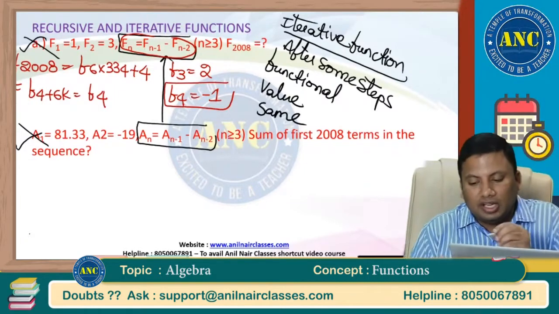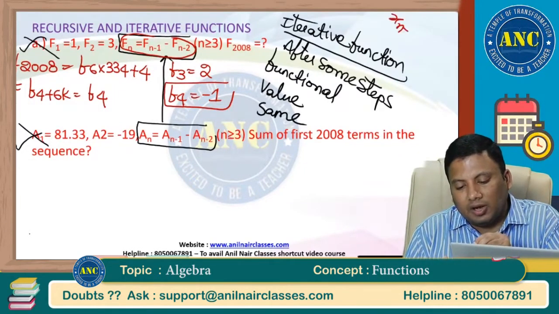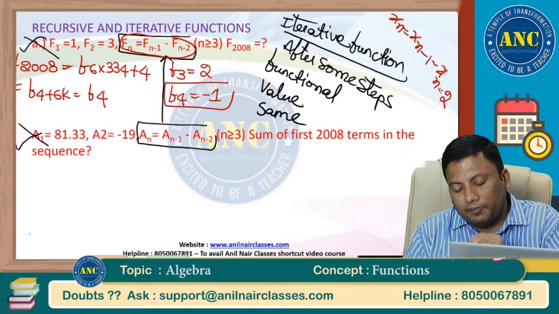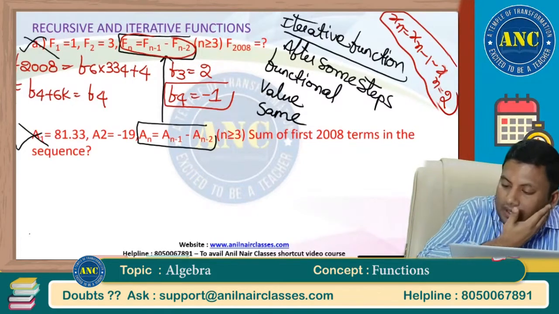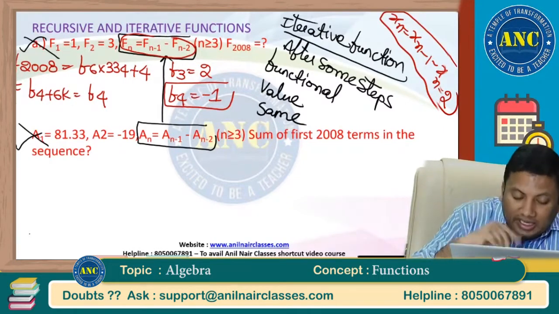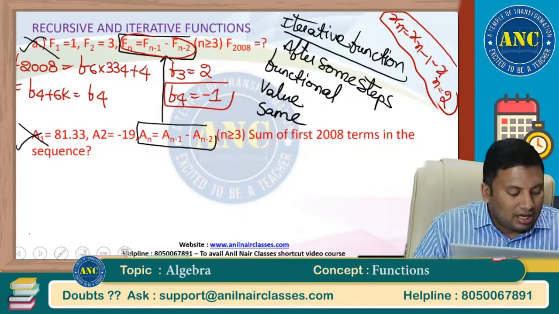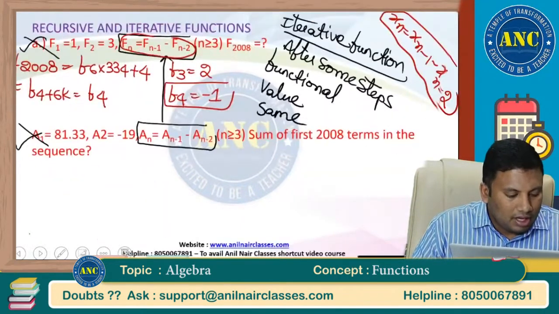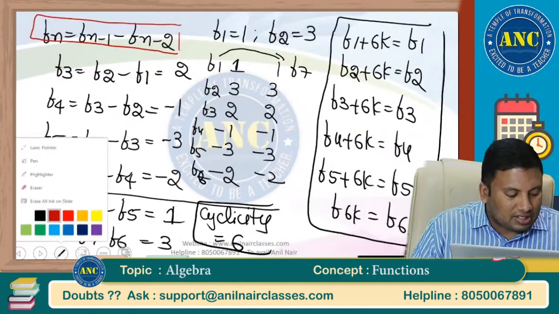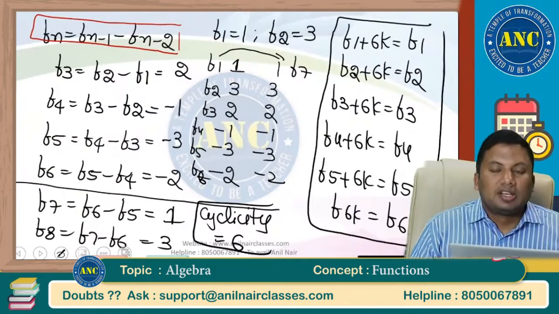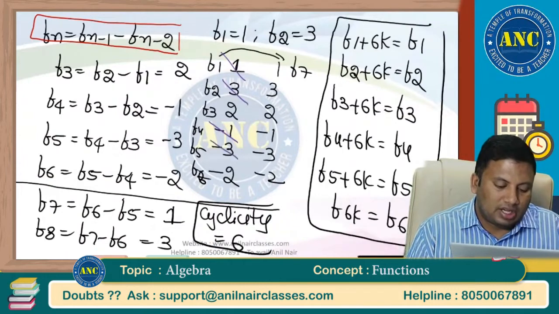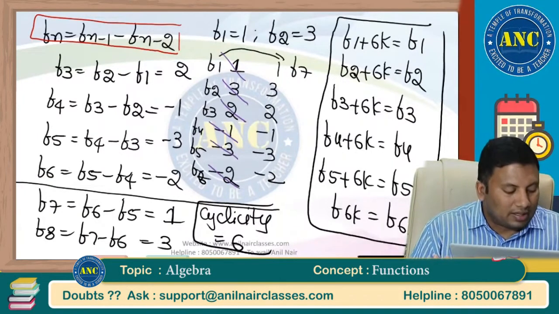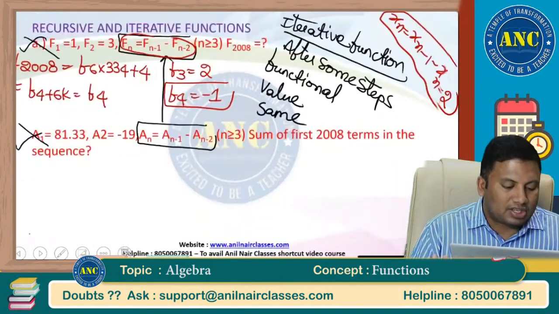If the function is of the form xn = xn-1 - xn-2, the cyclicity is 6, after 6 steps the value will get repeated. That is not the only conclusion. If you see the sum of the first 6, 1 minus 1, 3 minus 3, 2 minus 2, that will be used in the next question.